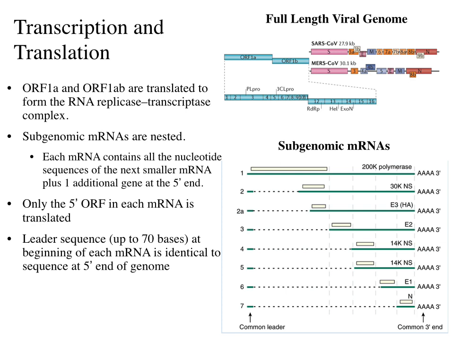So basically what we have are several subgenomic RNAs are produced. They're nested, so they have a common 3' end and poly A tail. Each messenger RNA contains all the nucleotide sequences of the next smaller messenger RNA plus one additional gene from the 5' end. Only the 5' proximal gene of each is translated. Also, each messenger RNA has an identical leader sequence at the 5' end. This sequence is not translated.